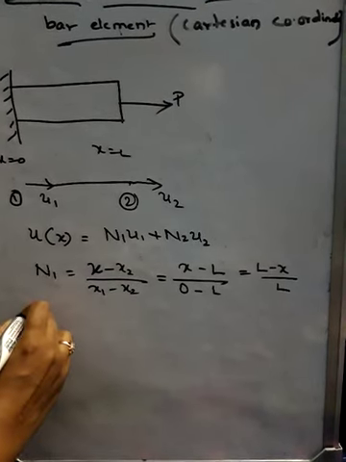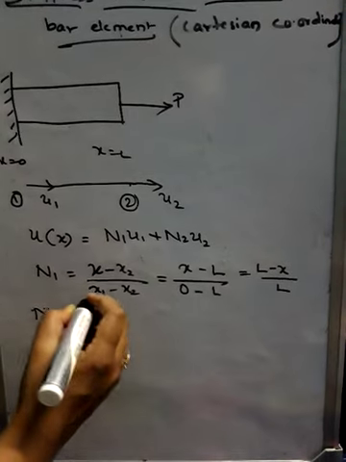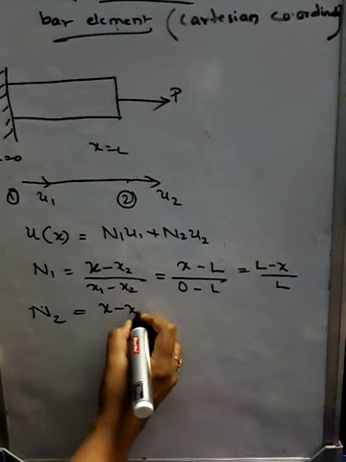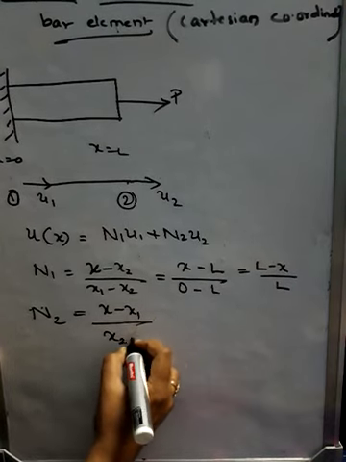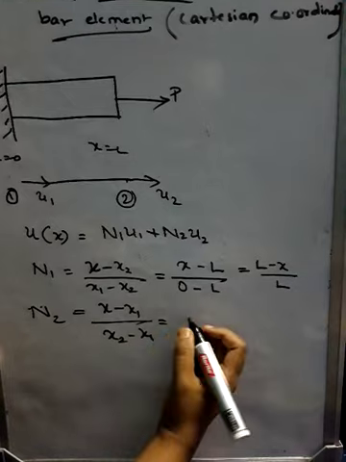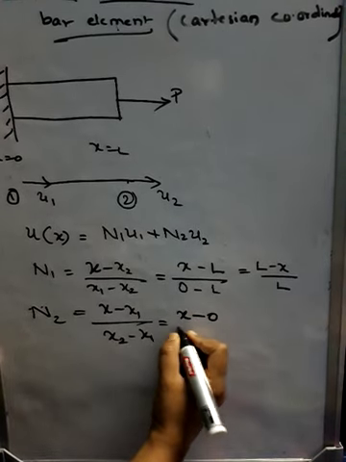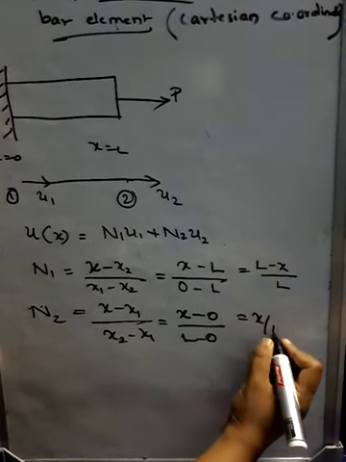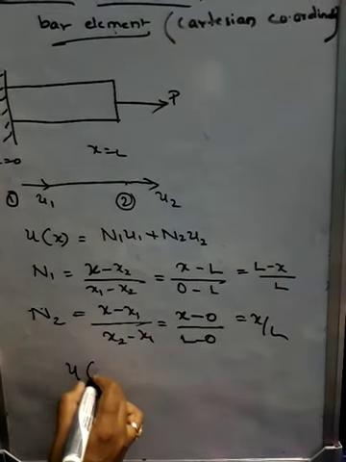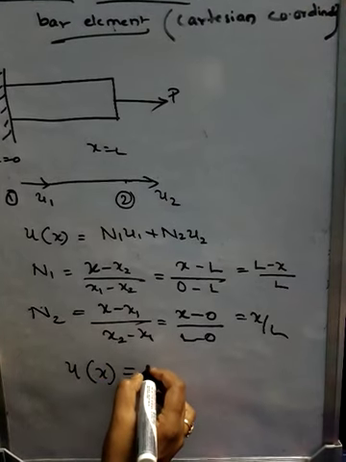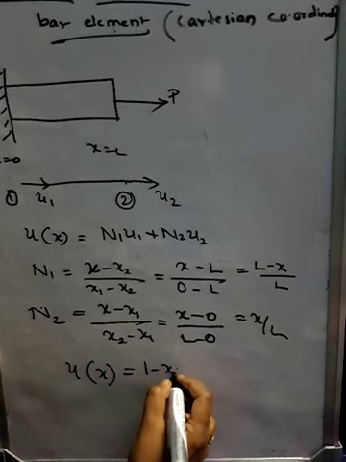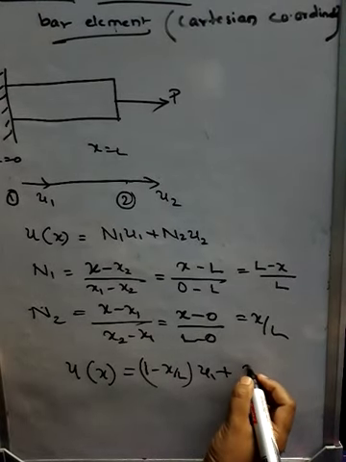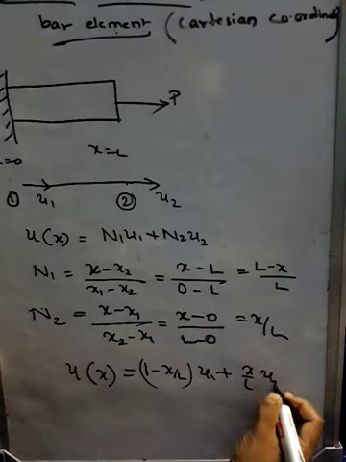Okay. So, similarly calculate the value of N2. So, N2 is equal to what? x minus x1 divided by x2 minus x1. So, x1 is 0, x2 is L and this is 0. So, we will be getting x divided by L. So, u of x is equal to 1 minus x by L into u1 plus x by L into u2, you got.